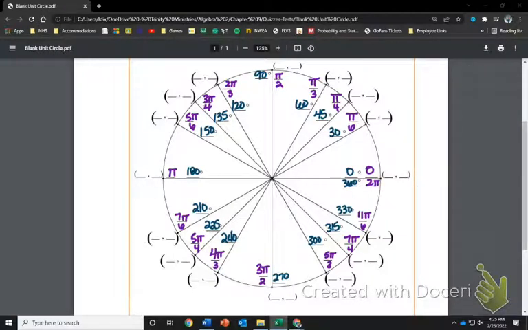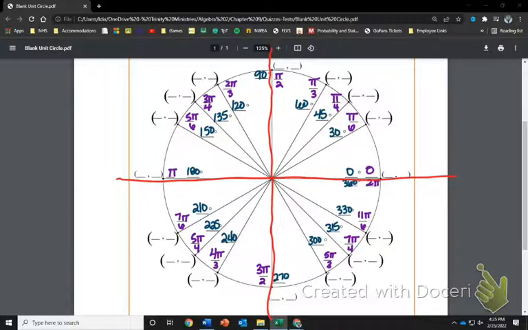Okay, so now we're going to talk about why this is called the unit circle in the first place. So the unit circle is called this because it's with the assumption that this circle is placed on a coordinate plane. So let's go ahead and add our x and y axis here. It's a little scribbly, but you'll be fine.